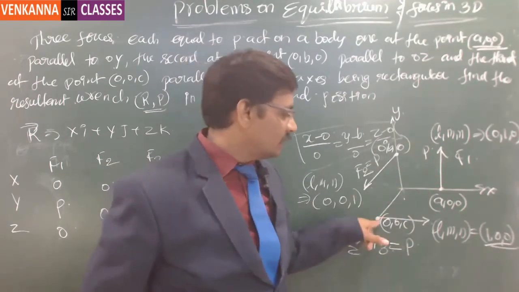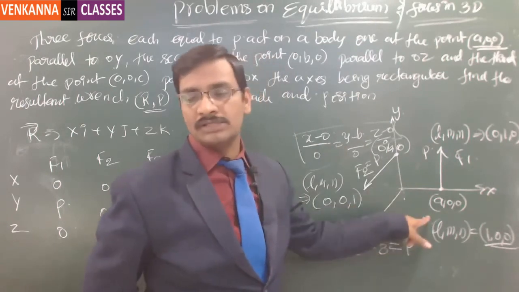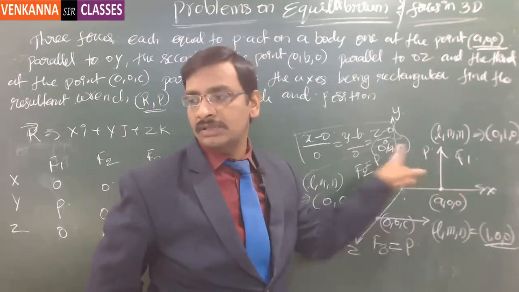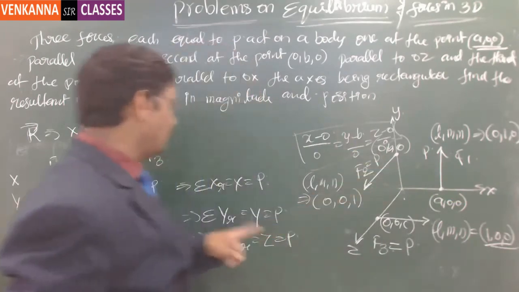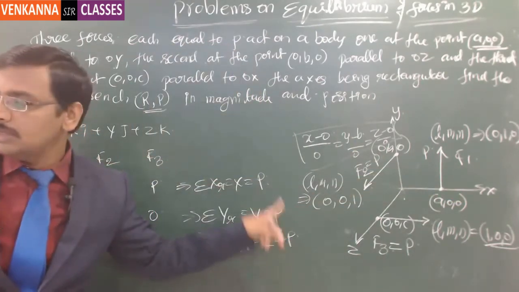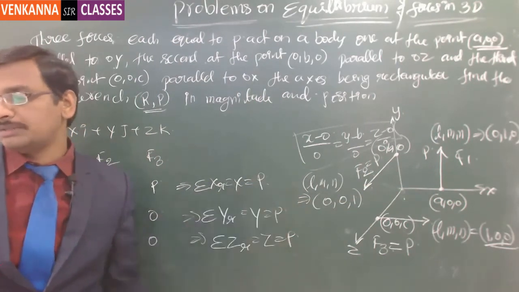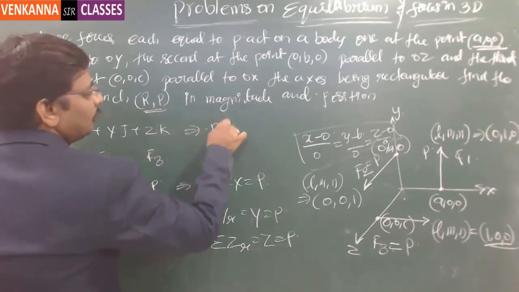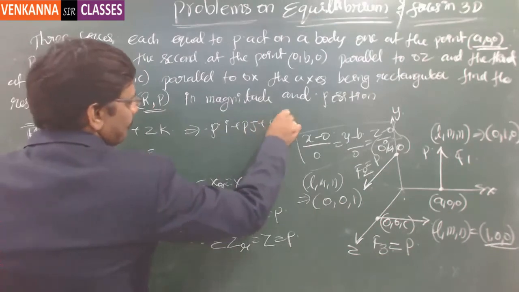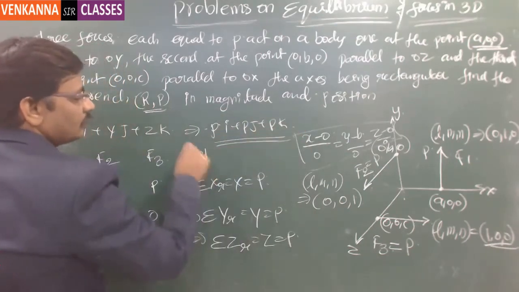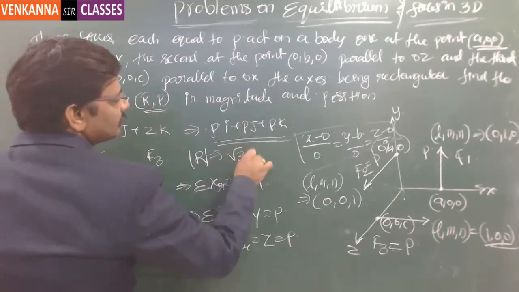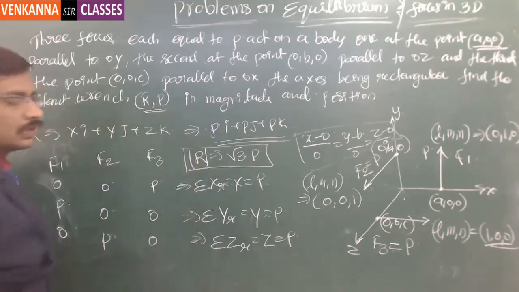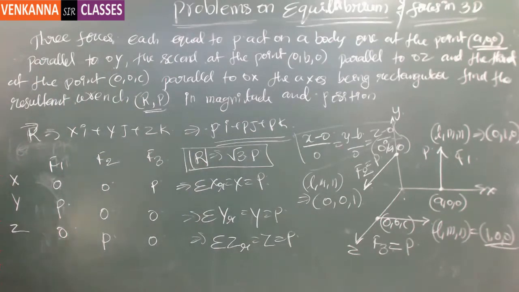This is the only force acting parallel to the x-axis, this is the only force acting along the y-axis, and this is the only force acting along the z-axis. Hence all the components come out equal, because only one force acts in each direction. So if you calculate the R value, it is going to be Pi + Pj + Pk. This is the resultant force. The magnitude of all the forces together is root 3 times P. Got it? Understood? Any questions on this?